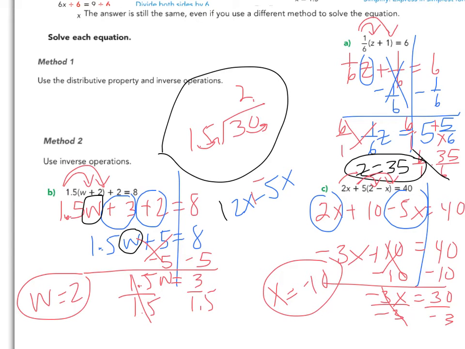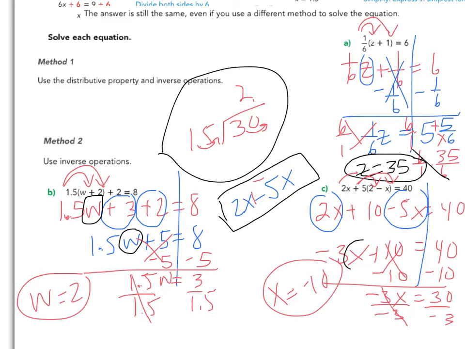Okay, so for the last one, 2x plus, we have to distribute. 5 times 2 is 10. 5 times negative x is negative 5x equals 40. So I draw my line, and I go to circle my variables, and I realize I have 2 of them. So we need to combine those like terms first. So here's my work right here. I have 2x minus 5x, keep, change. That's 2x plus negative 5x, so I get negative 3x plus 10 equals 40.